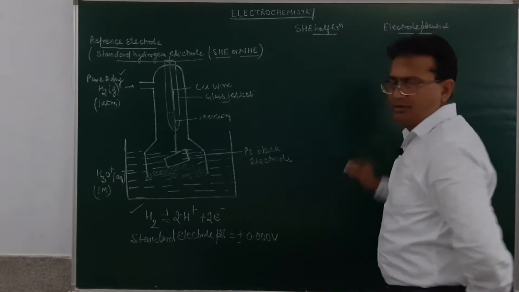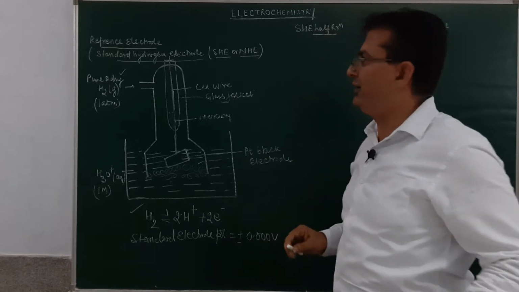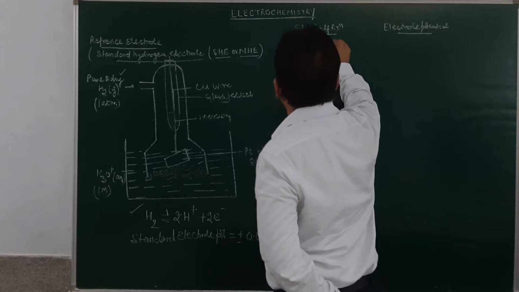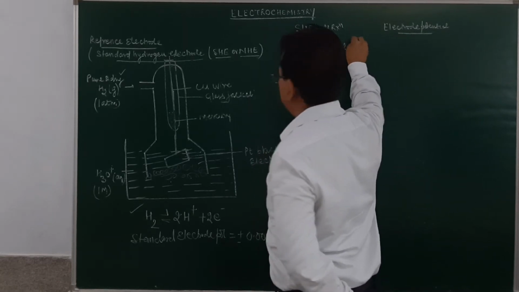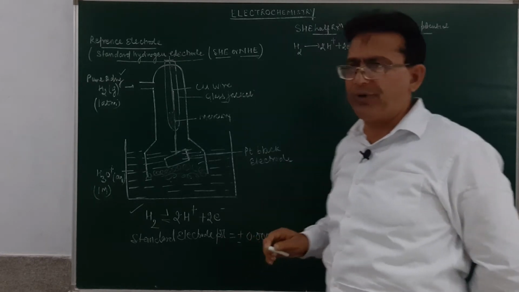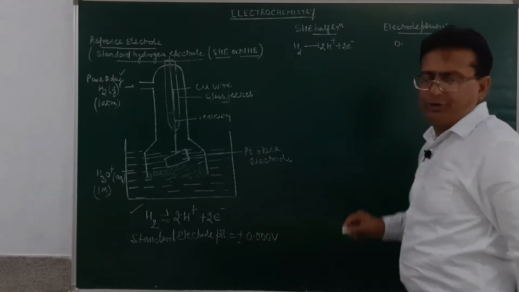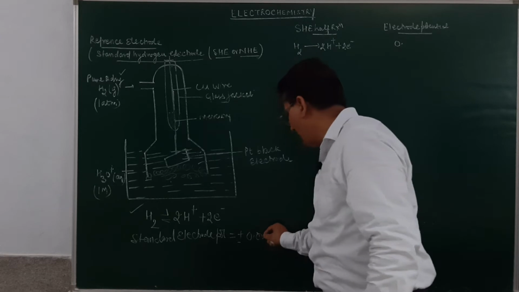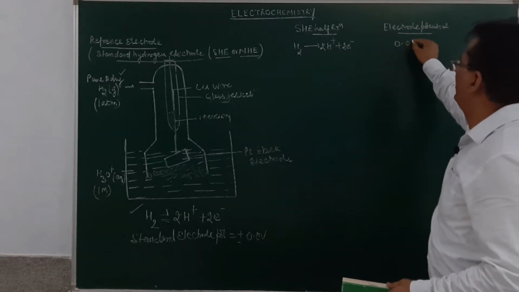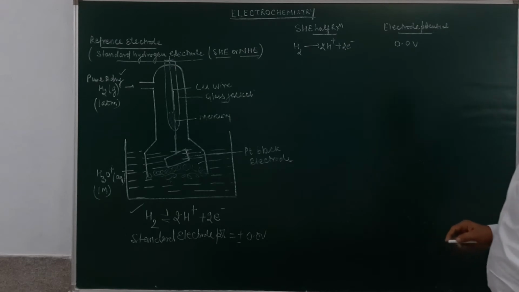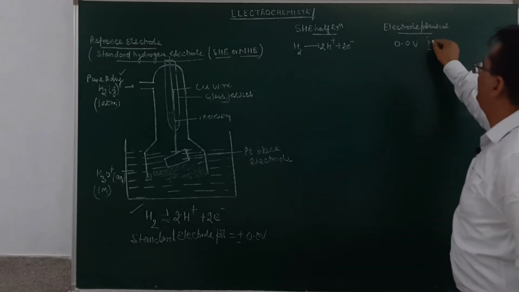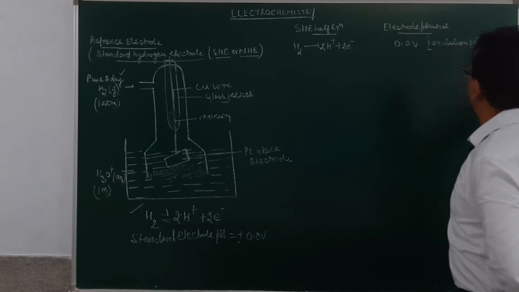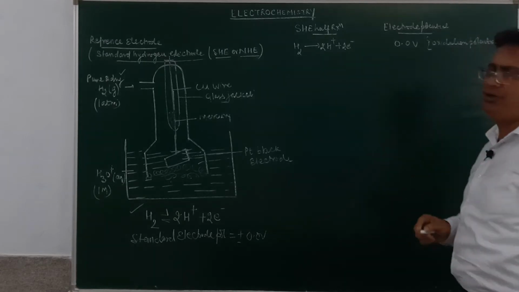How will we go with this? In the half reaction, hydrogen loses 2 electrons and changes into hydrogen ions, and 2 electrons are given out. The standard electrode potential of this has been found to be 0.0 volt. And this will be called an oxidation potential. Am I clear? So, what do we call this potential? We call this potential the oxidation potential.